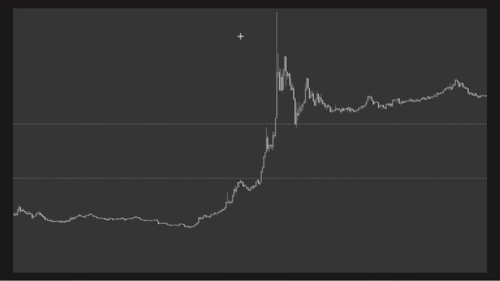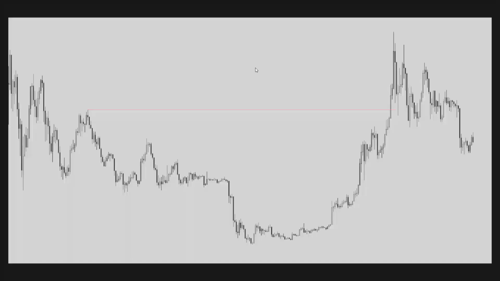I'm also going to show you what a move like that looks like on the footprint chart now, just to give you another perspective. And this is Bitcoin, and the level we're looking at is this 10K high last year. Okay, it's this candle here, the break of that level, which I'm going to show you on the footprint chart.